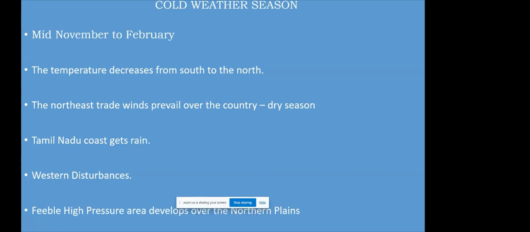Differential heating of land and sea. So land will get heated up very quickly. Land cools down very quickly. So in summer, temperature over the land will be very high, whereas in winter, the temperature over the land will be very low. Sea, on the other hand, gets heated up very slowly. That is why in summer it is cooler. But it gets cooled down also very slowly. That is why in winter it is warm.